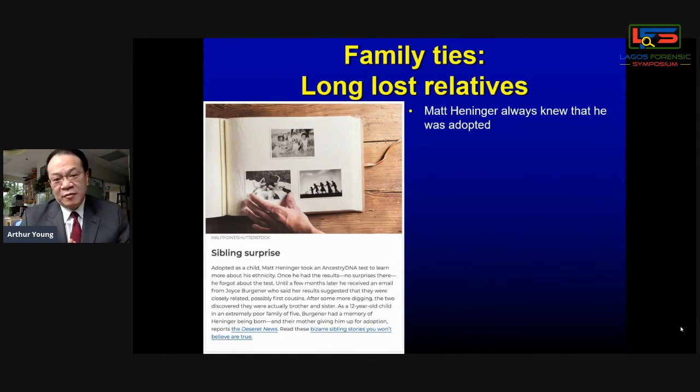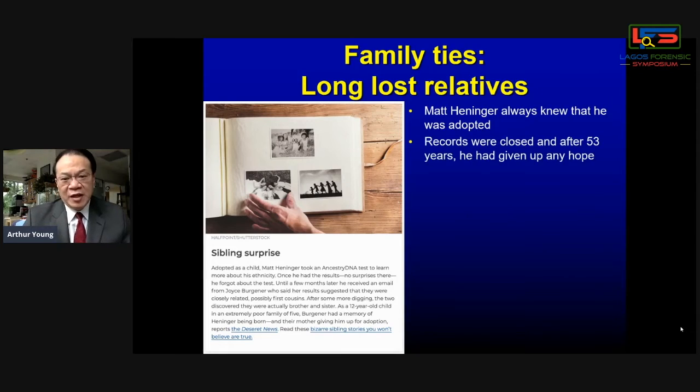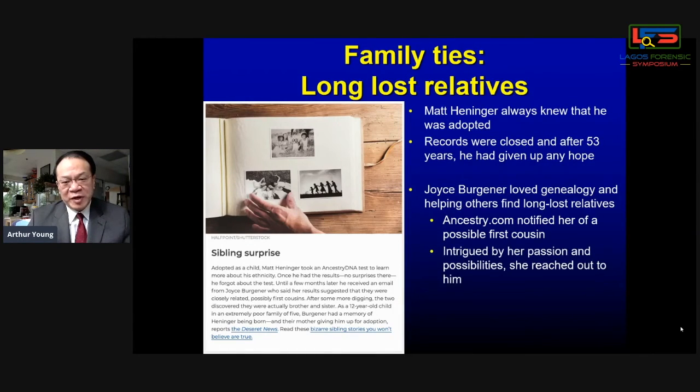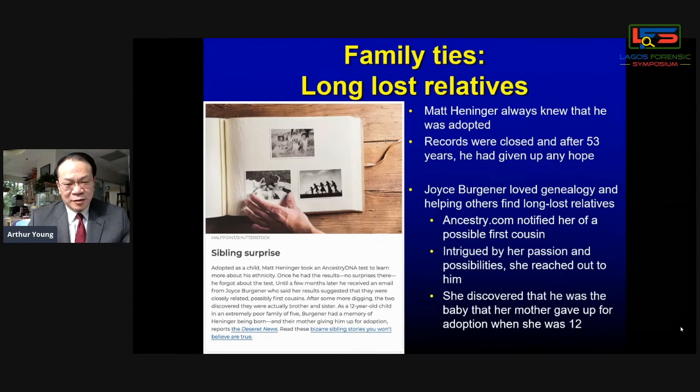Long lost relatives. Matt Henninger always knew that he was adopted. However, the records were closed, and so he wasn't able to find out a whole lot, but he did take a DNA test. Joyce Bergener, however, loved genealogy, and she worked for the church, and she helped others find long-lost relatives. And when Ancestry.com notified her of a possible first cousin, she was intrigued by both her passion and the possibilities, so she reached out to him. And between the two of them, piecing things together, she discovered that he was the baby that her mother gave up for adoption when she was only 12 years old. So this was a long-lost brother.